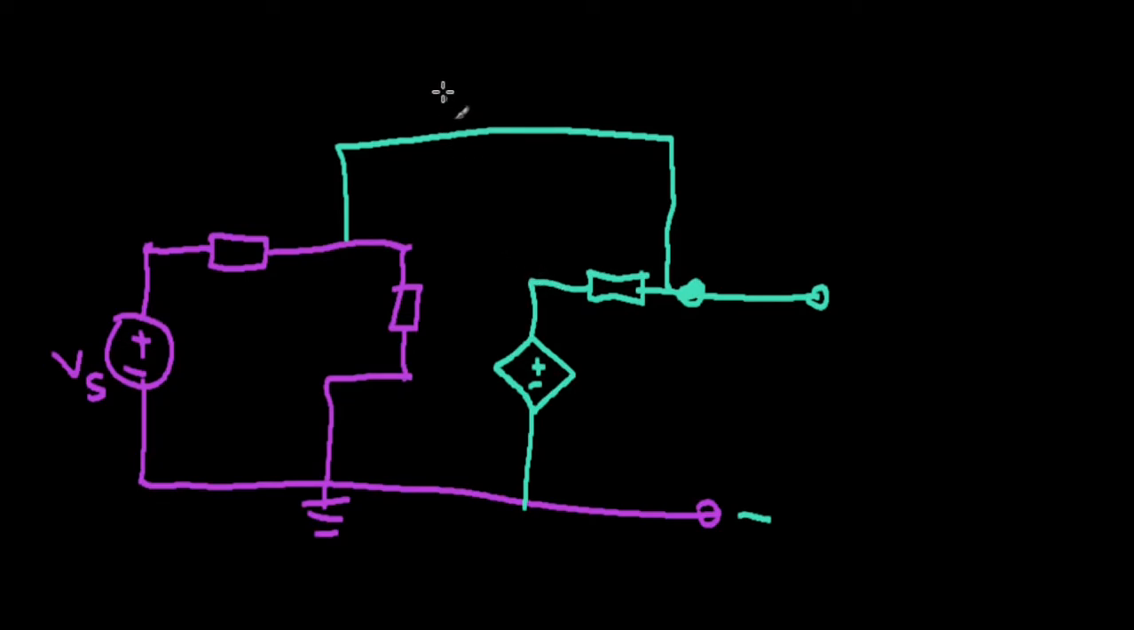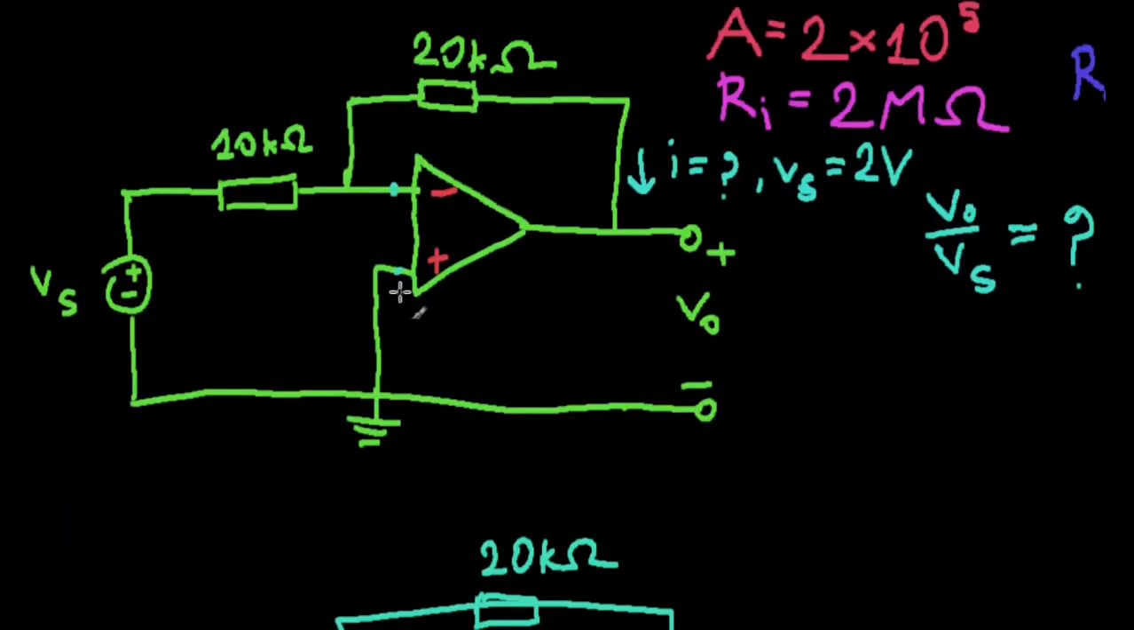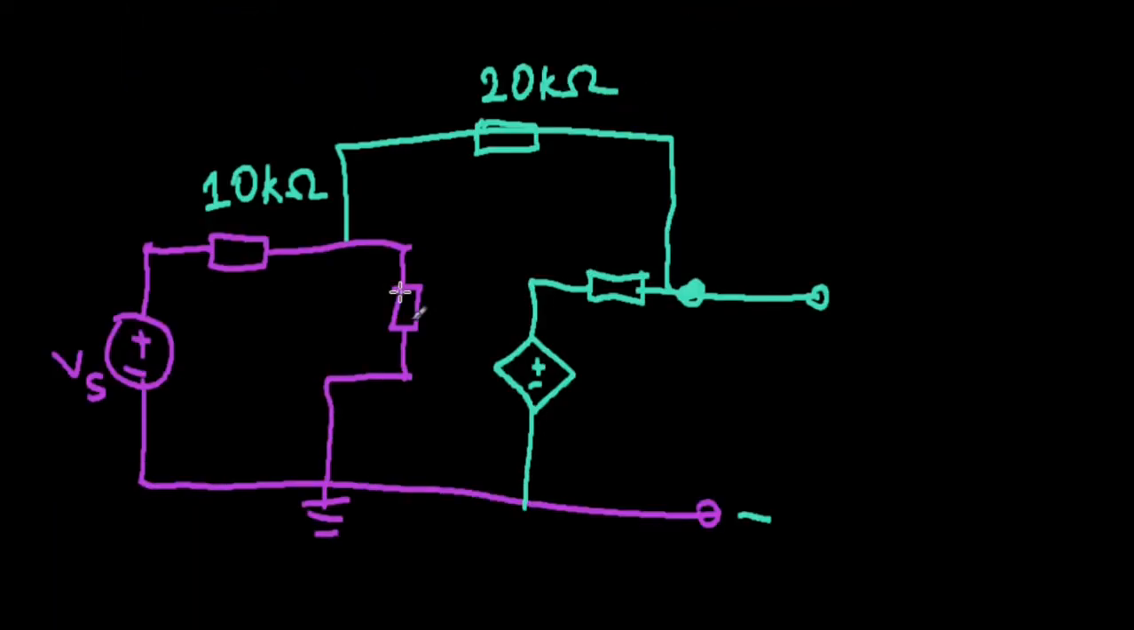Oh, wait a second, almost forgot to draw the resistance. Okay, so this is 20 kilo. Not such a good diagram now, but I hope you can overlook these things. And you have your input resistance. This is your input resistance. This is 2 mega ohms, 2 times 10 to the 6 ohms.